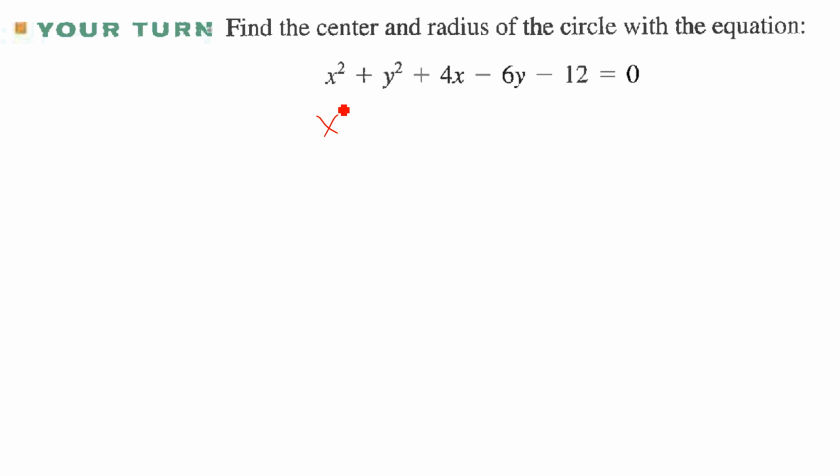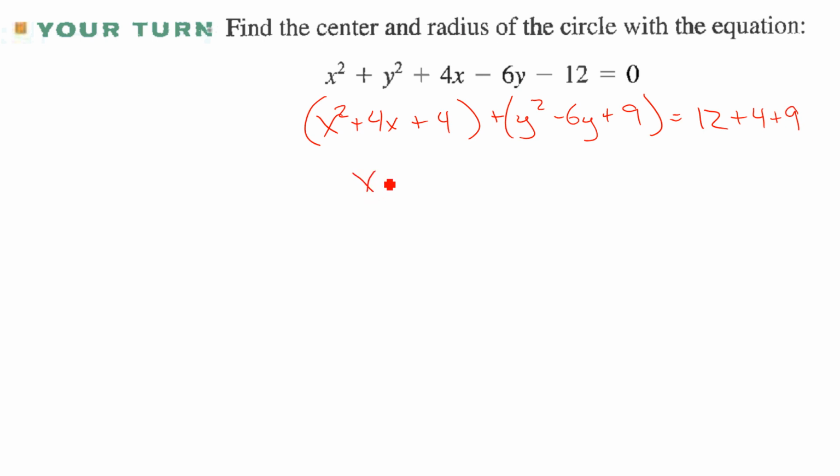Okay, should have done this. x squared plus 4x plus y squared minus 6y equals 12. So half of 4 is 2. 2 squared is 4. Half of negative 6 is negative 3. Squared is 9. So 12 plus 4 plus 9.